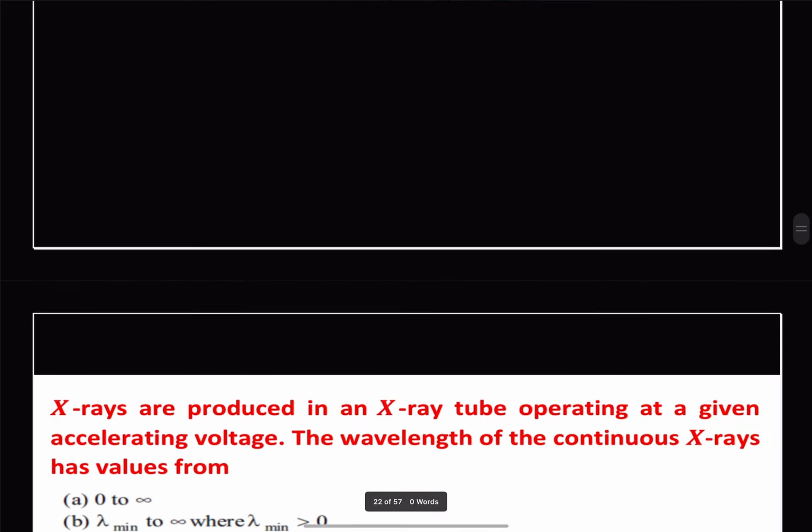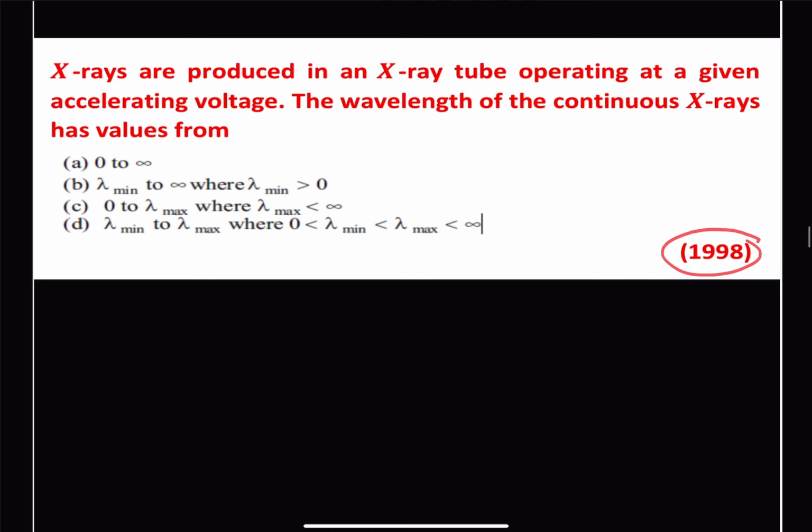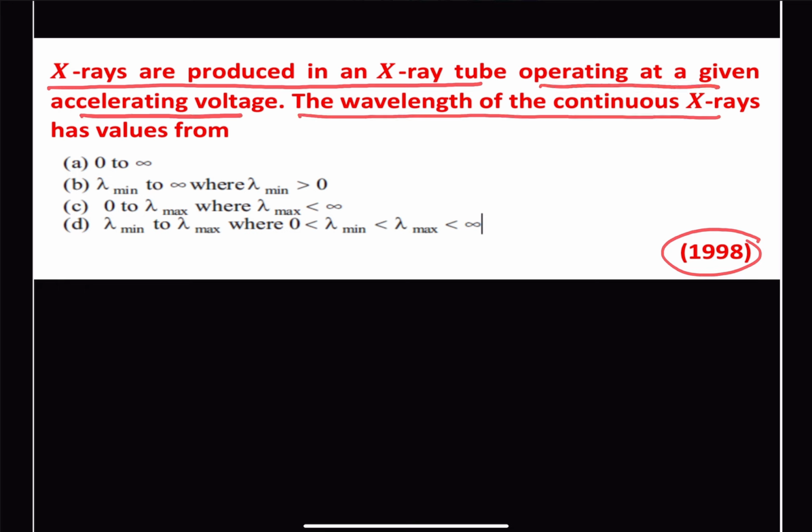Next question. It was asked in the year 1998, and it states that X-rays are produced in an X-ray tube operating at a given accelerating voltage. The wavelength of the continuous X-rays has the value from. Okay, so we have to find out the wavelength, and this is based on what we call the continuous X-ray spectrum.